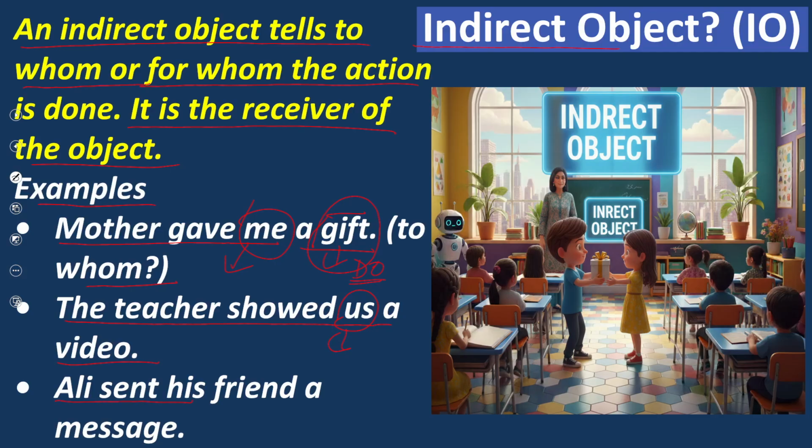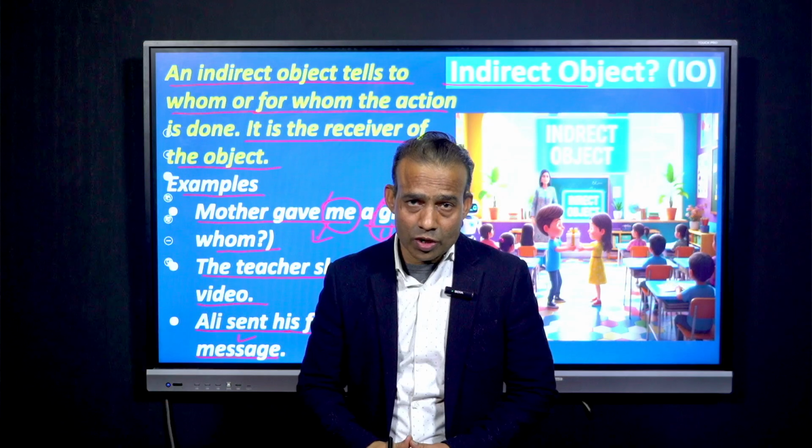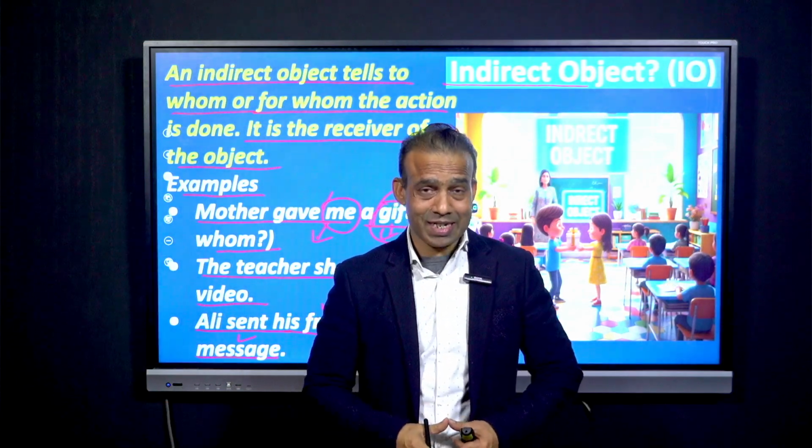Ali sent his friend a message. What did Ali send? A message. So it is the direct object. To whom? To his friend. So friend will be the indirect object. So we have concluded, my dear learners, what an indirect object is.